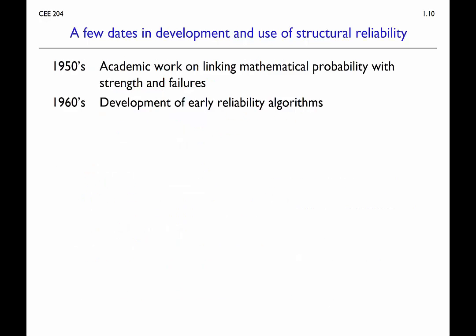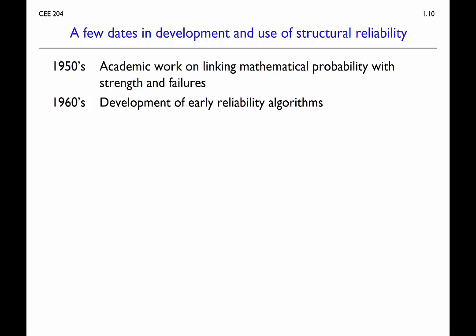Okay, a couple slides here to just put us in context. This general field of structural reliability calculations is not an ancient one. It's reached maturity just in the past few decades. And just to give you a sense of timeline, here are some key dates in the development and use of these tools. It was the 1950s when people first started trying to link mathematical probability with strengths and failures of systems and things like that.